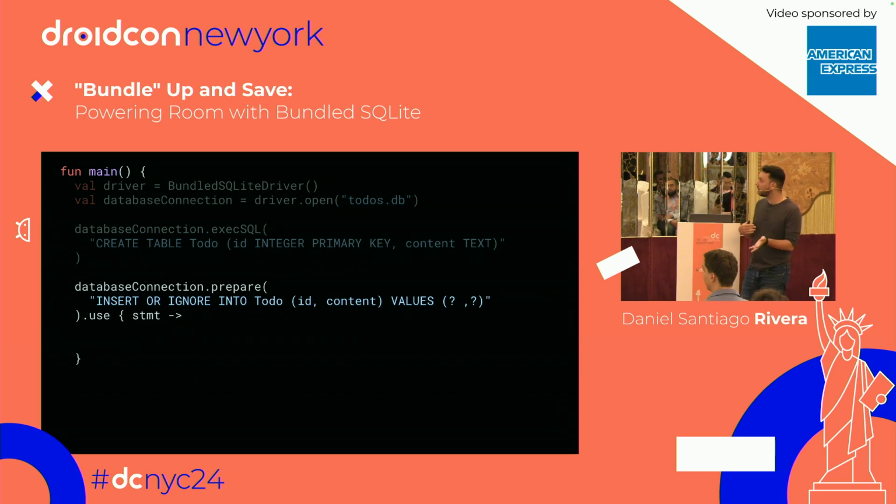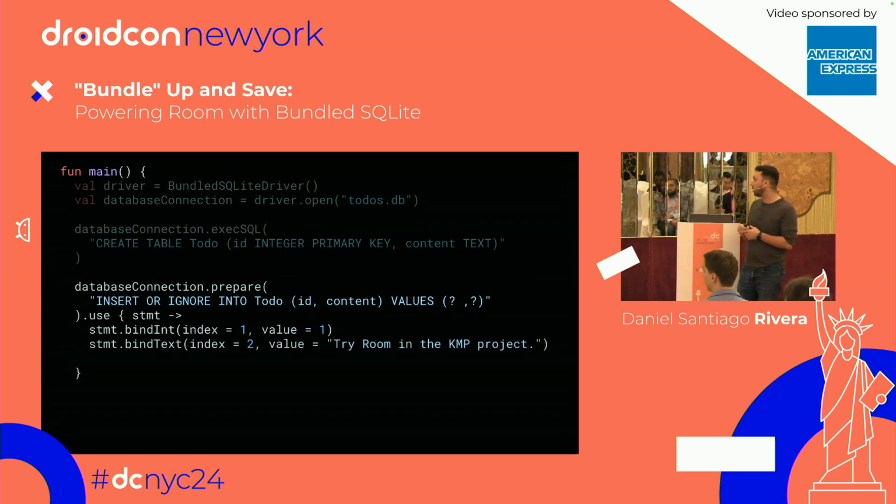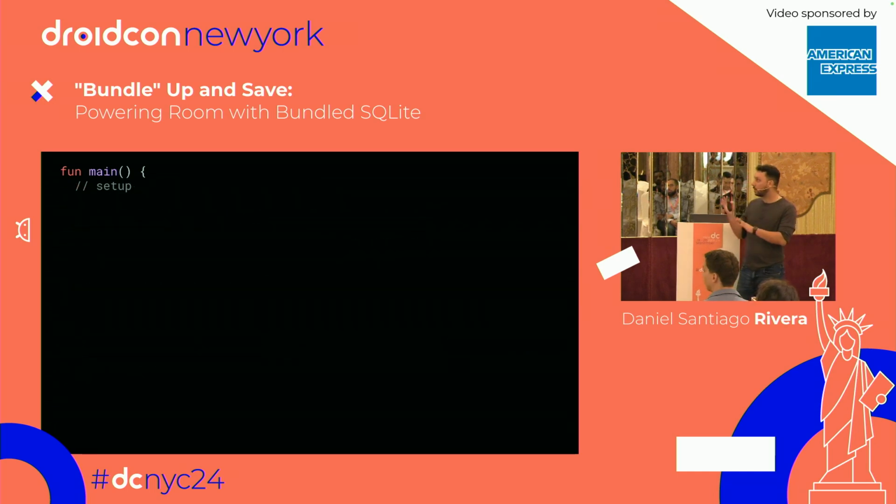If we want to insert some data, we have some parameters here we want to bind to. So again, we prepare a statement, it's a resource. We use the use function from AutoCloseable, and then we bind some values here, the ID, some text, and then eventually we execute that statement. So let's say that was the setup.